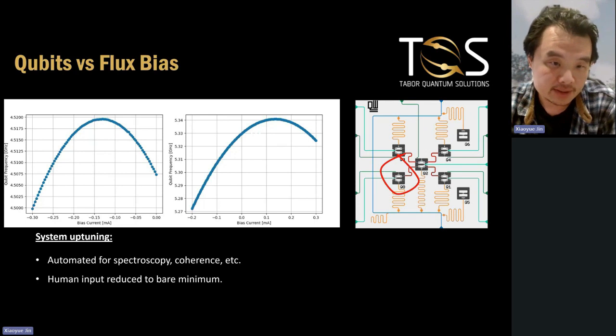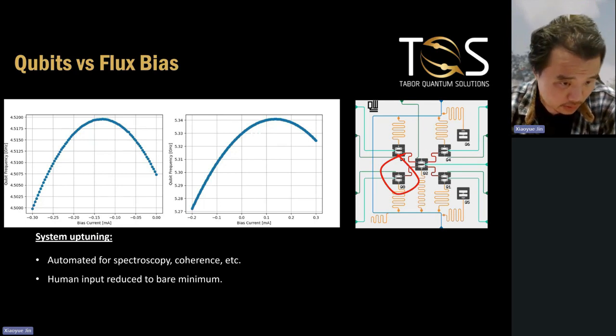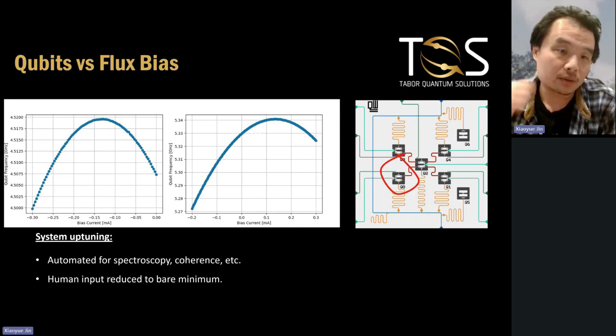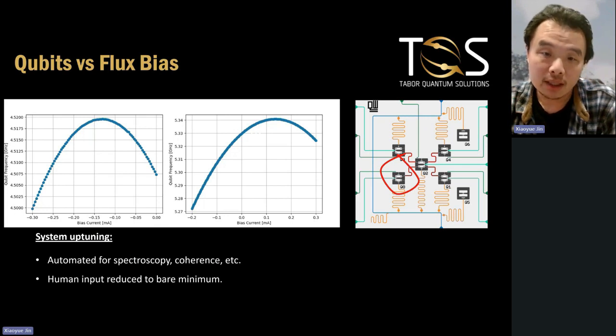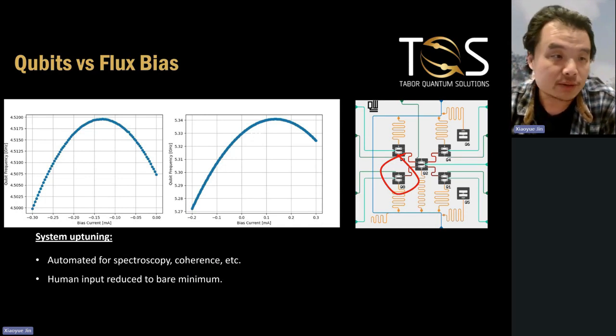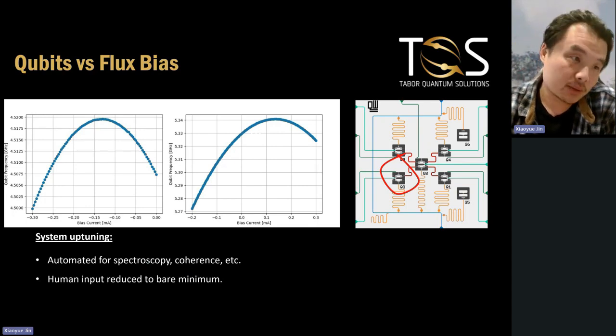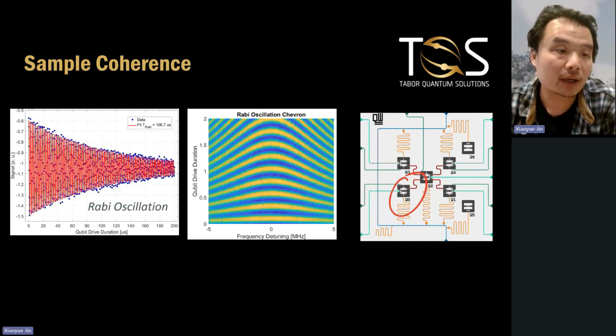So on the left, you can see the two qubits' spectroscopy versus their DC bias. And you can see the points are really dense, and this is actually automated. It's done overnight with just one press of the key on the computer. So once you see those qubit resonances, you can proceed to do the Rabi oscillation.